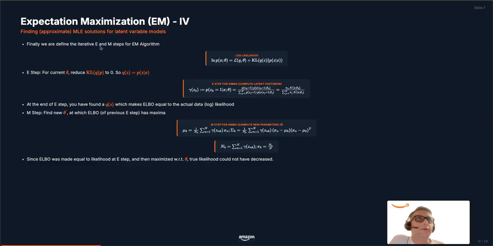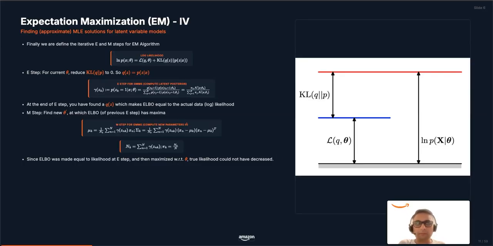All right, so let us finally define, based on the diagram that I had shown on the previous page, the E and M steps of the algorithm. Let us just formalize this in terms of equations. So I again have the same figure here, and we have the elbow and we have the log likelihood here. And this obviously is the KL term.